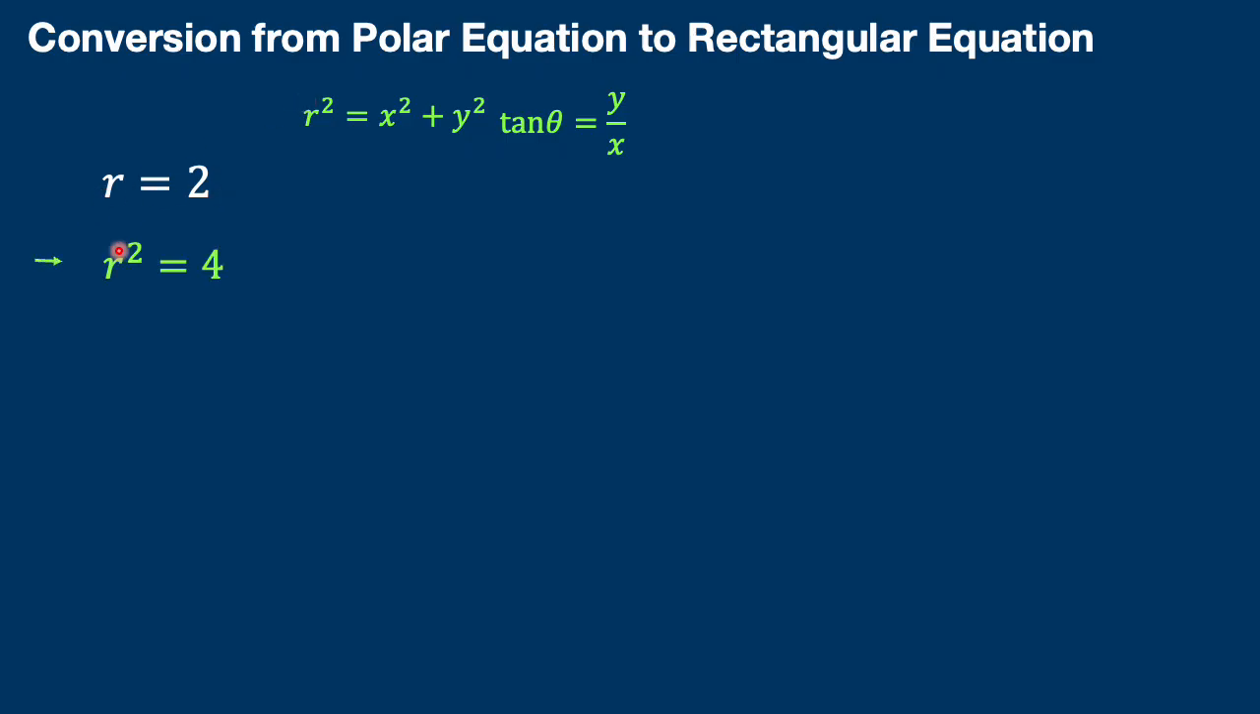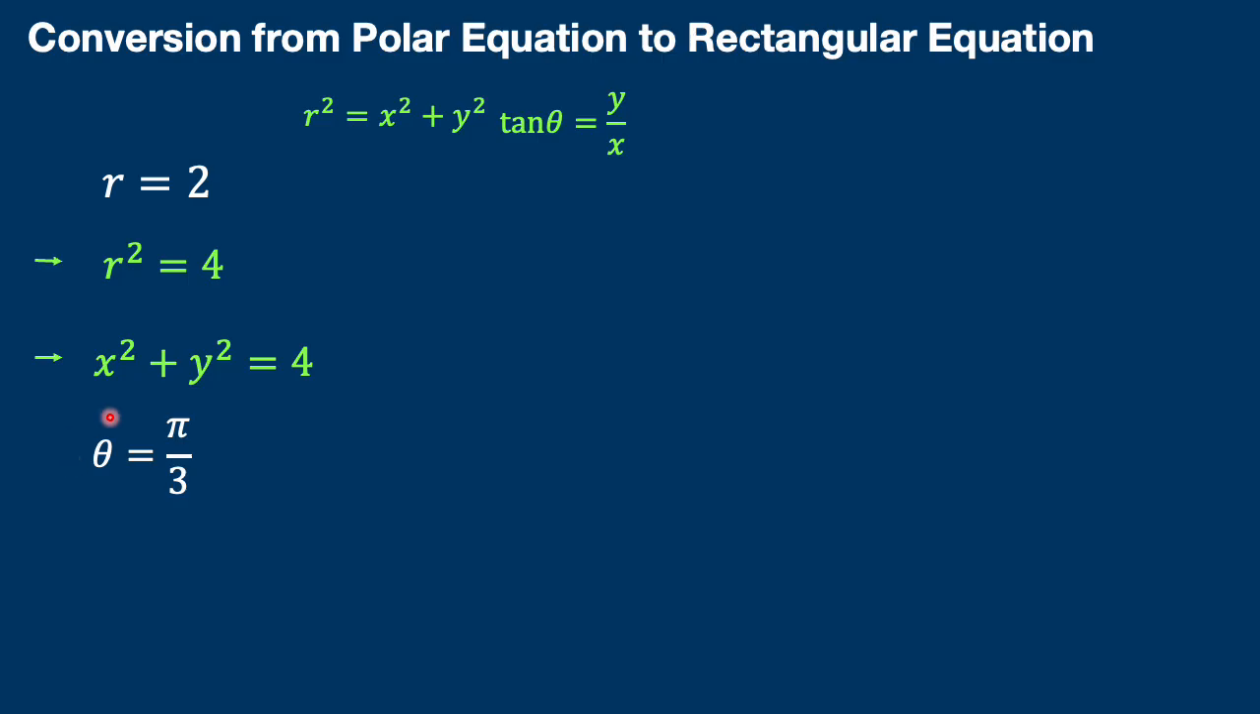R square is going to be 4. When you square both sides, r square is replaced by x square plus y square. That's going to be x square plus y square equals 4. That represents a circle. Center is (0, 0). Radius is 2. How about theta is pi over 4?